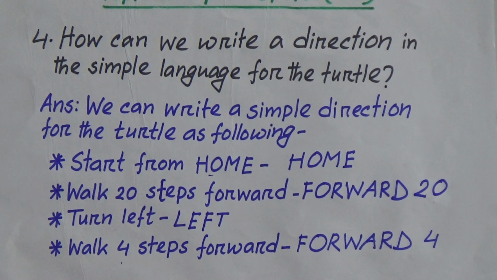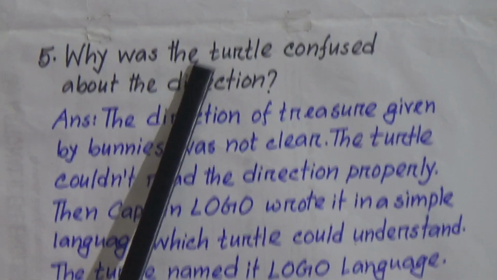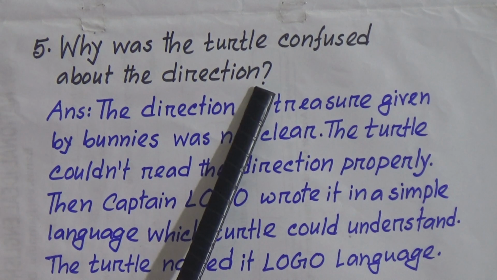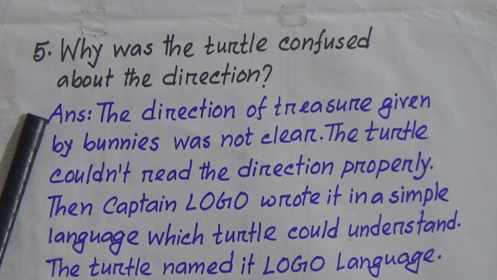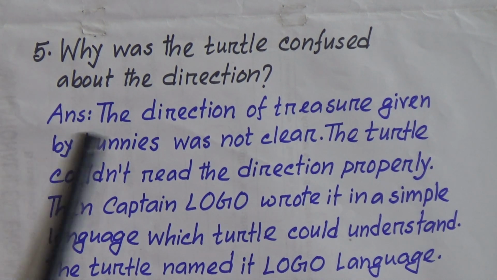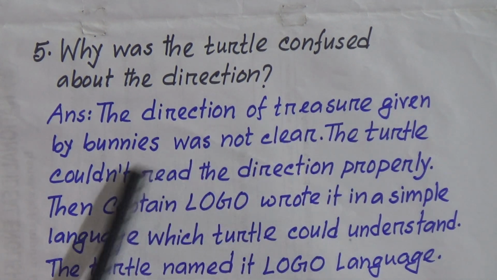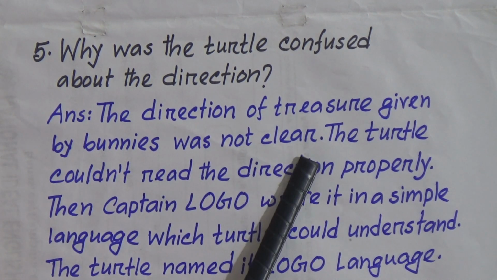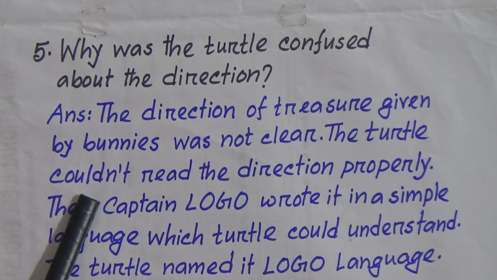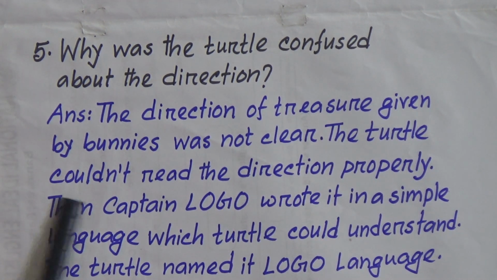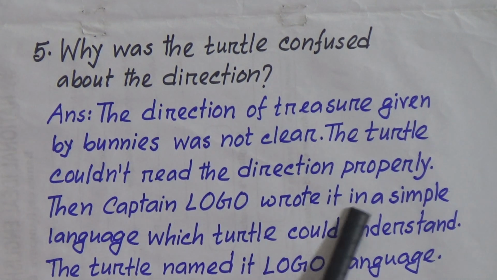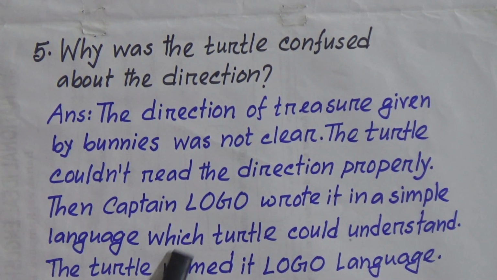Our next question, number 5. Why was the turtle confused about the directions? Answer, the direction of treasure given by bunnies was not clear. The turtle couldn't read the directions properly. Then Captain Logo wrote it in a simple language, which turtle could understand. The turtle named it Logo language.